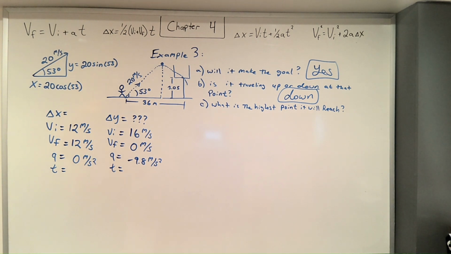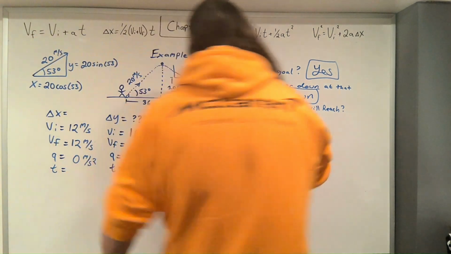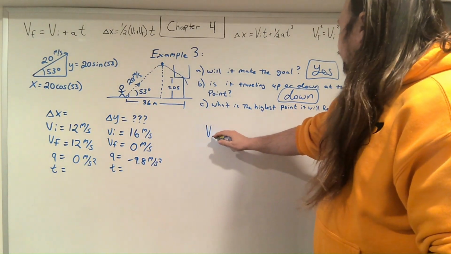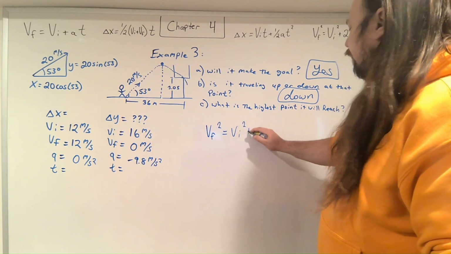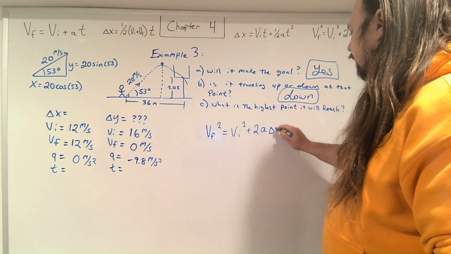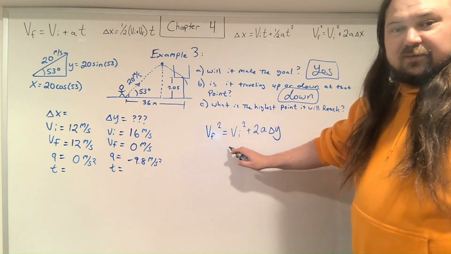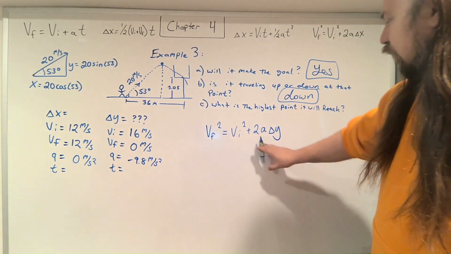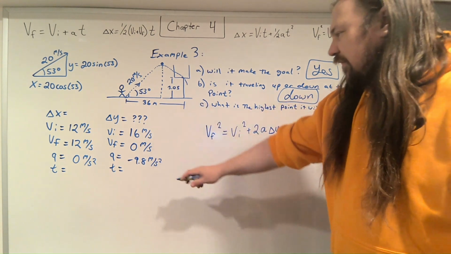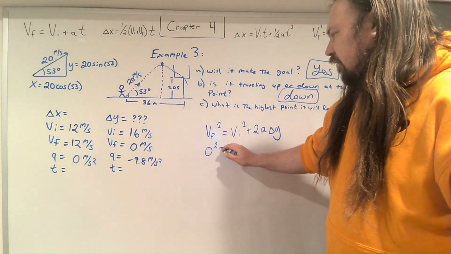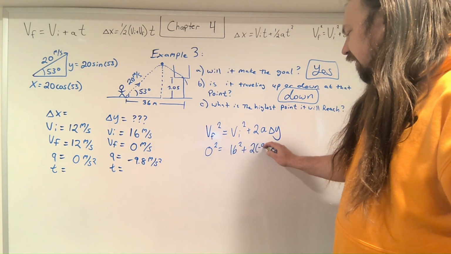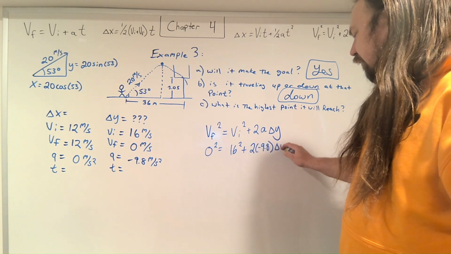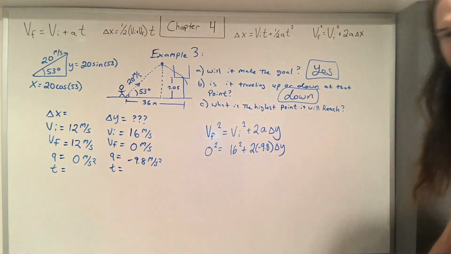The thing I don't care about is t, which means equation 4 will be the one that I want to use for this. Okay, so equation 4 says, I'll write it out, vf squared. We don't use equation 4 too much, so I'll write it out here for us. Vf squared is equal to vi squared plus 2a change in y. We just grab off of our table. This is a 0 squared. This is a 16 squared plus 2 times a negative 9.8. And that's how we'll solve for delta y.